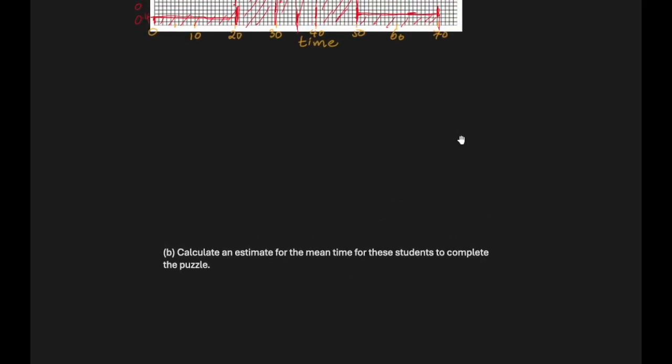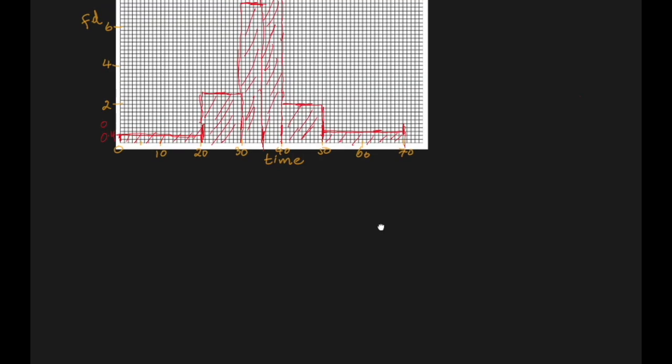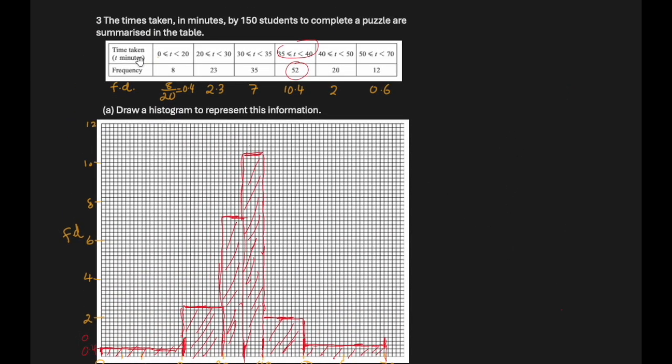Calculate an estimate for the mean time for these students to complete the puzzle. As then in C part also there is one. So we'll need to copy this in a vertical format for the rest of it. So let me do this hurriedly.